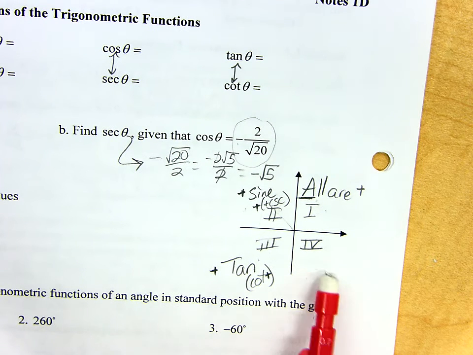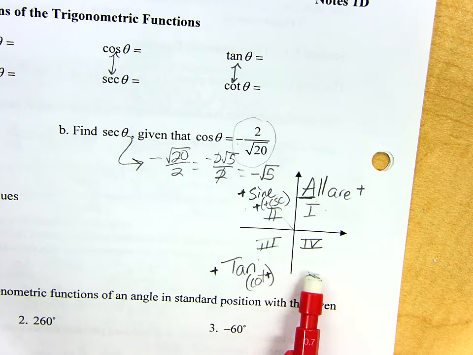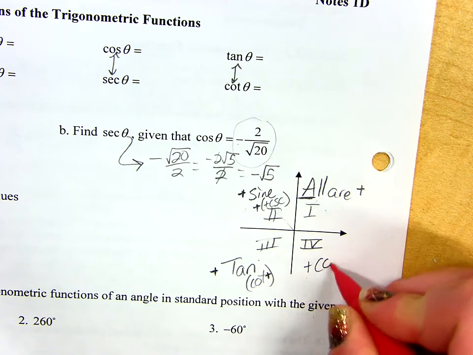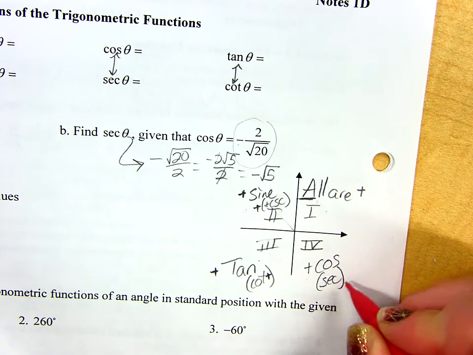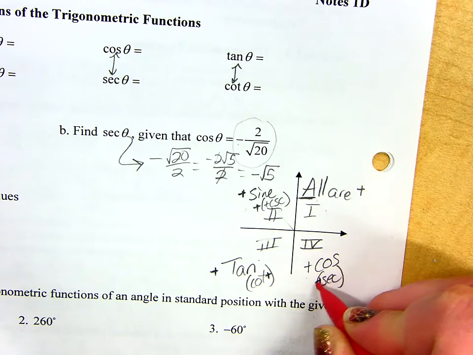So take a wild guess, who's positive over here? Cosine, and its reciprocal, which is secant. So they're both positive. Everybody else is negative.